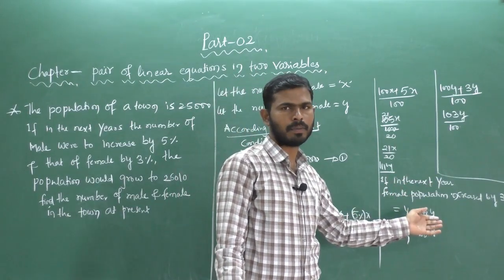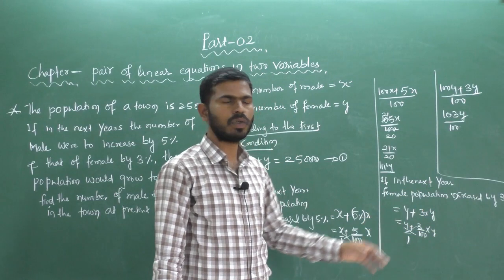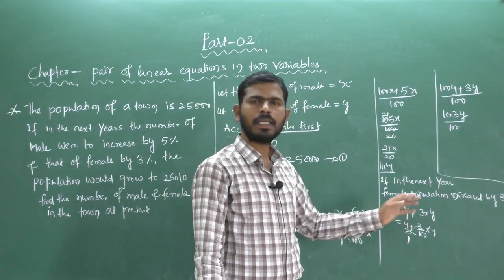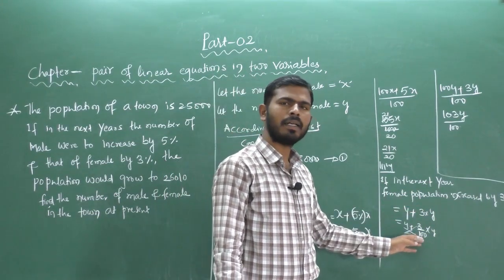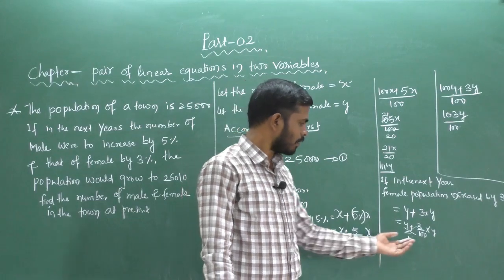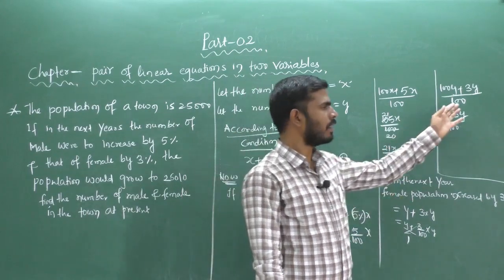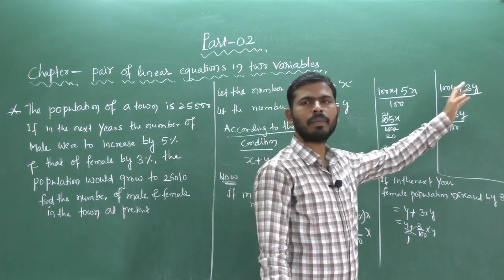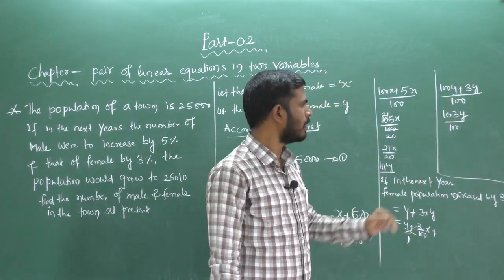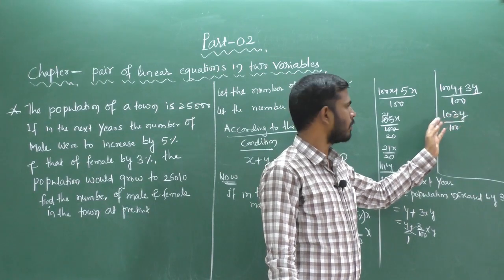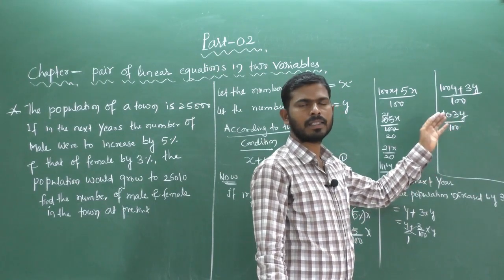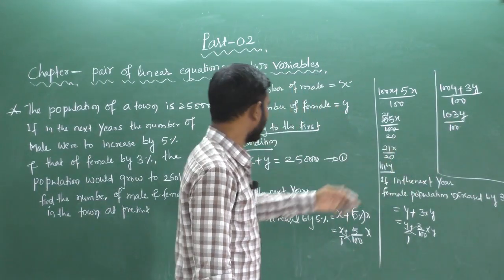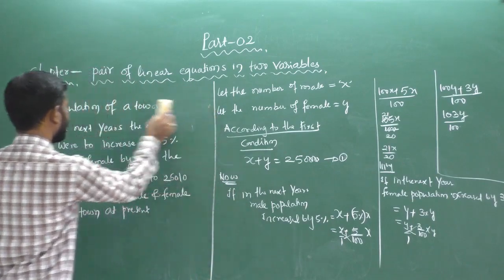3% of present population, that is 3% into y. So y plus 3 divided by 100 into y. Suppose you have to simplify, means you will get 100 is the LCM, cross multiplication 100 into y, 100y plus 3y. Addition means you will get 103y divided by 100. This is a female population. So next you have to write according to the condition.